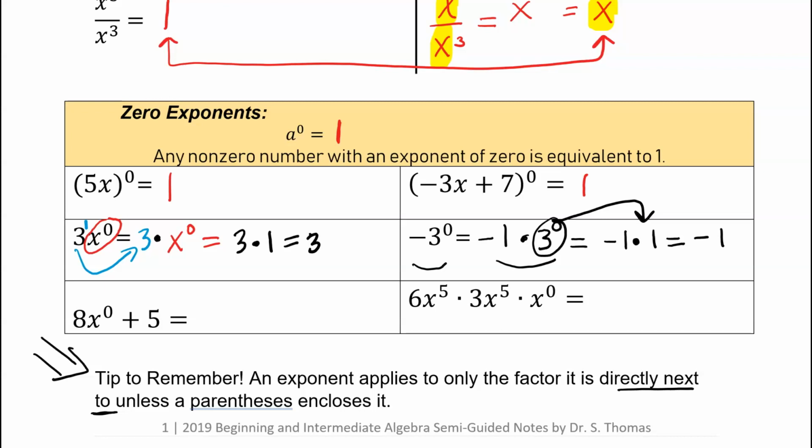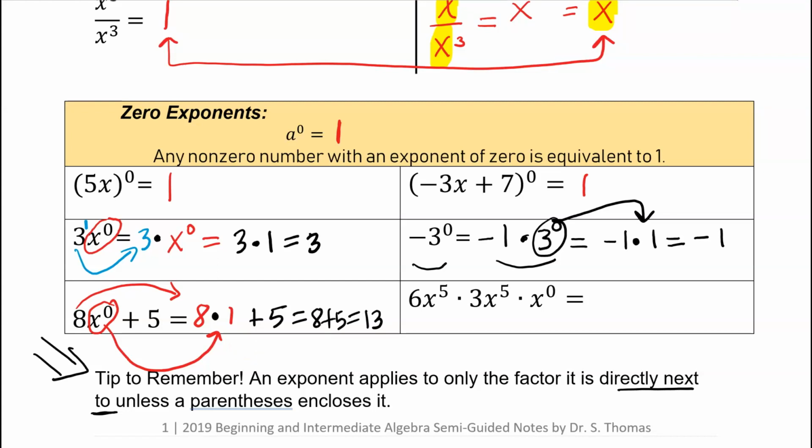Let's move on to the next problem. We have an 8. Again, 8 is not to the 0 power. Times, we have an x to the 0, which equals 1, plus, and we have 5. So we have 8 plus 5, which is 13.